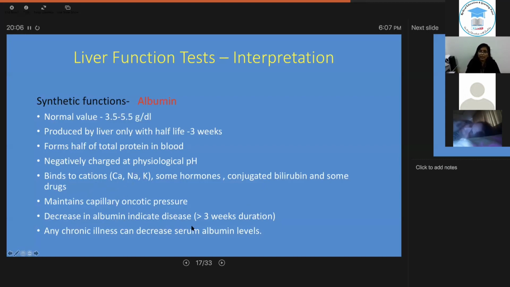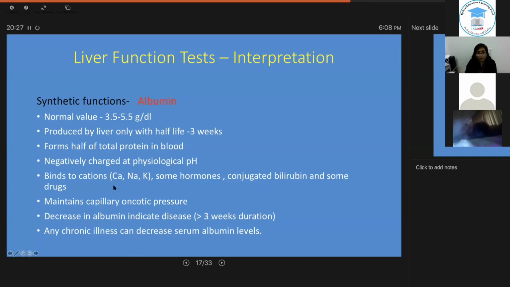The decrease in albumin indicates, just by looking at the albumin of a patient, if this is low, we can make out that this particular person has had a disease for more than 3 weeks, because the half-life of albumin is 3 weeks. And any chronic illness, irrespective of liver involvement, can cause low serum albumin.